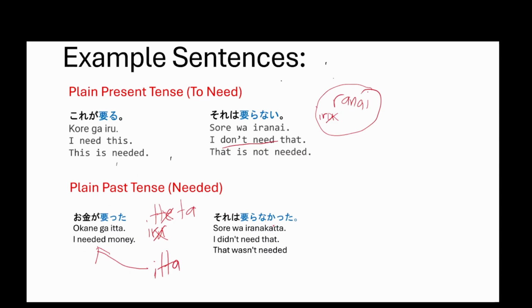For the plain past negative, iranakatta, we would need to start with the plain present negative, which is iranai. And then we need to change the nai to nakatta. So that's iranakatta, which means didn't need or wasn't needed.